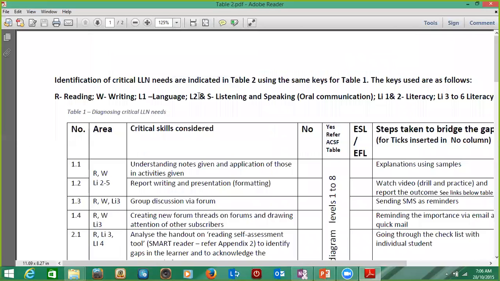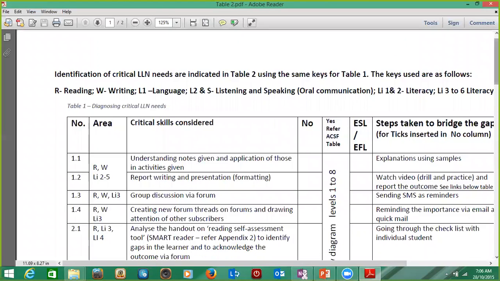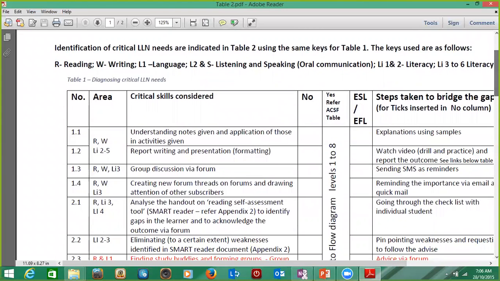So in table 2, remember that sometimes there is a connection between the general and the critical. So gradually we need to make that connection. The critical skills are important to complete all the tasks. Tasks meaning the assessments. What is there in the assessment?